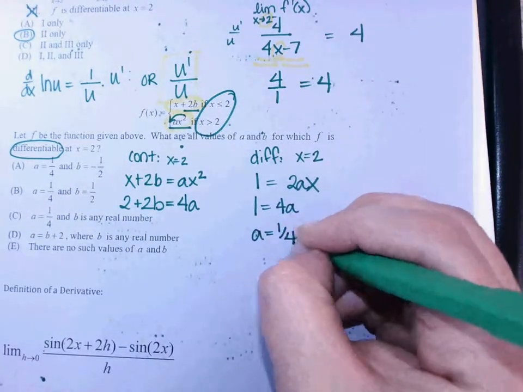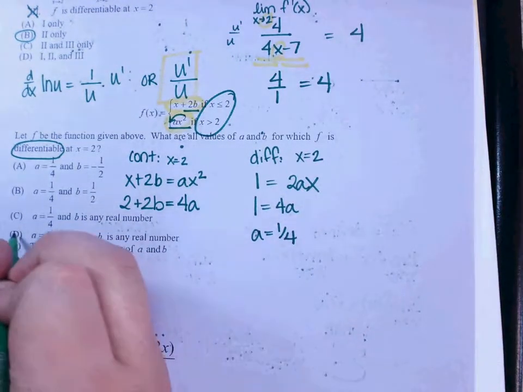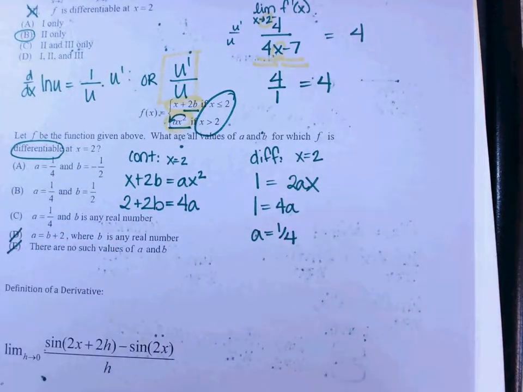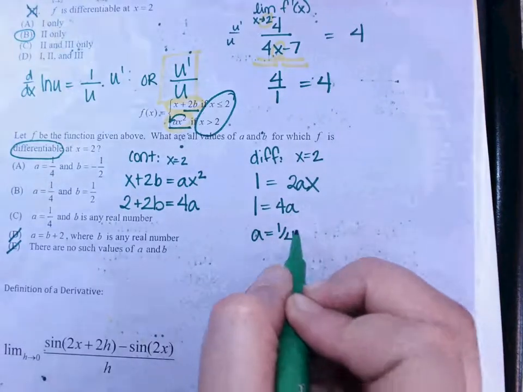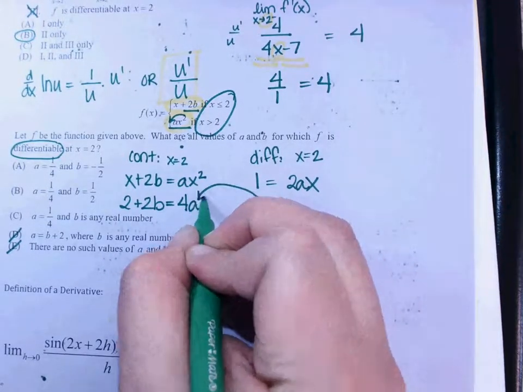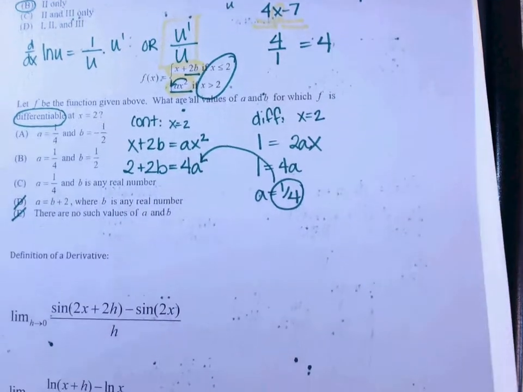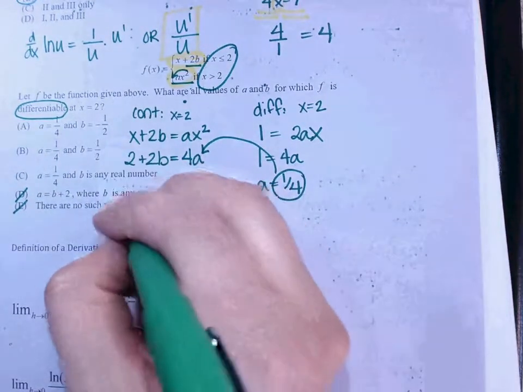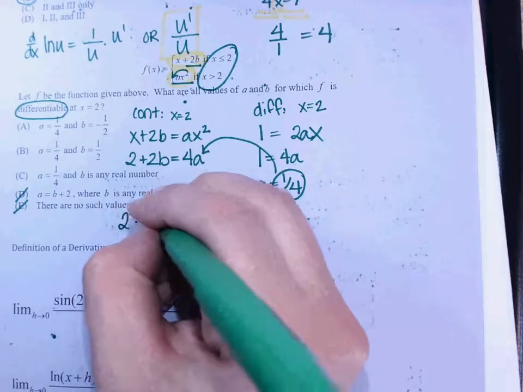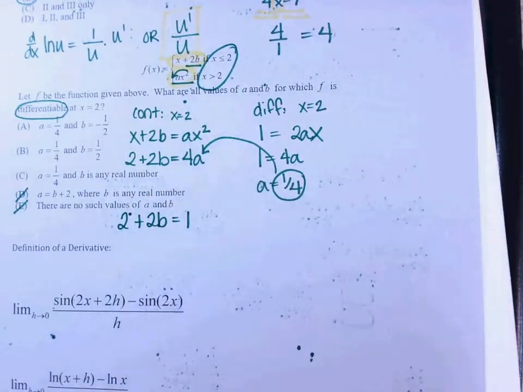1/4. Okay, look at your answers. That pretty much eliminates D and E. If a is a 4th, can I take that back over here and find what b would have to be? What value would have to be there? What is a 4th times 4? 1. So 2 plus 2b is 1. What would I do next?